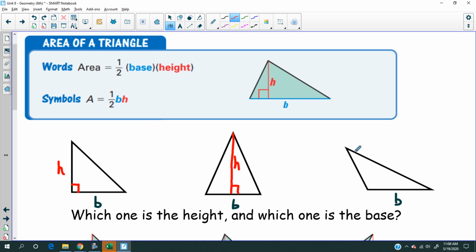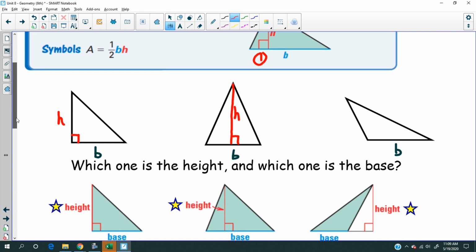Now, I saved the best for last, because look at this. Where's the height? Actually, one more thing about the height. Not only does it have to form a right angle with the base, this line here also has to be at the highest point of the triangle. Have you noticed? This point right here is the highest point of the triangle, and not only that, the line forms a 90-degree angle.